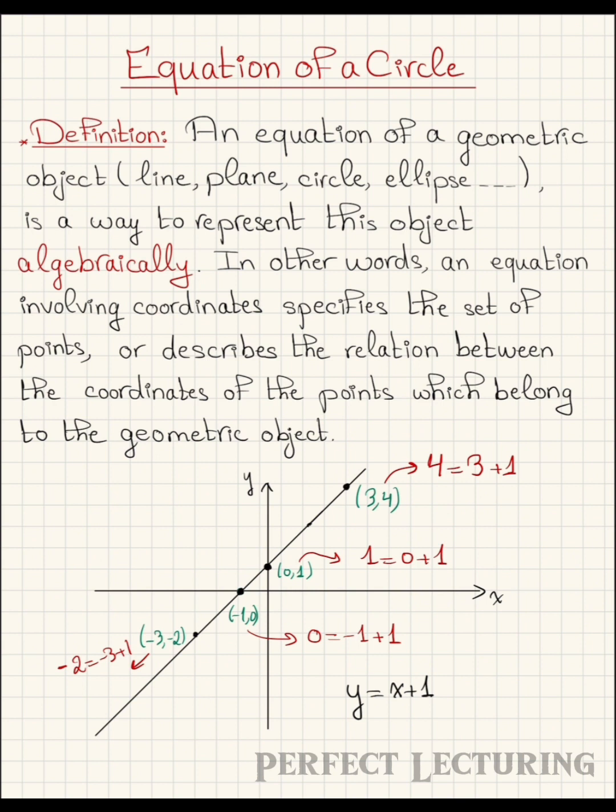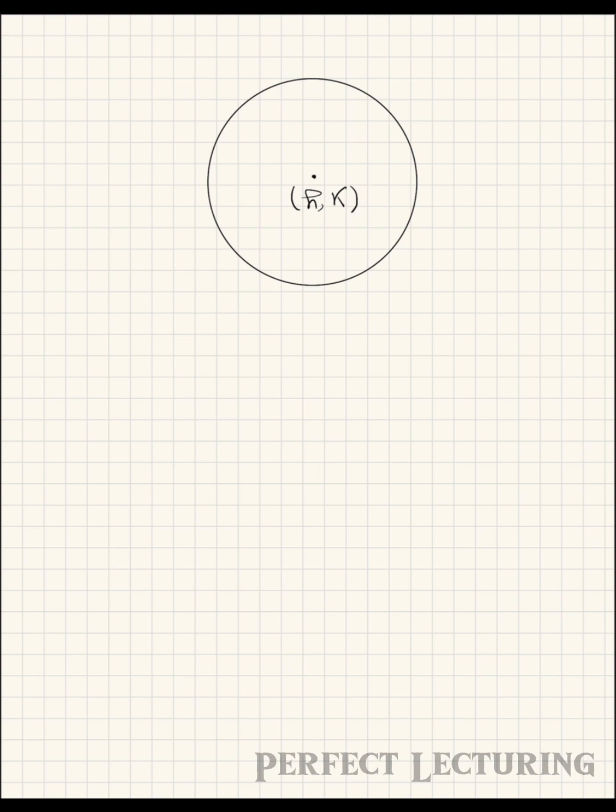Let us now explore what an equation of a circle looks like. If we have a circle with center (h, k) and radius r, what is a special feature of a circle? Well, if I choose any point on the circumference, we notice that the distance between this point (x, y) and the center is always the radius r. So that is the special feature of the points on the circumference.